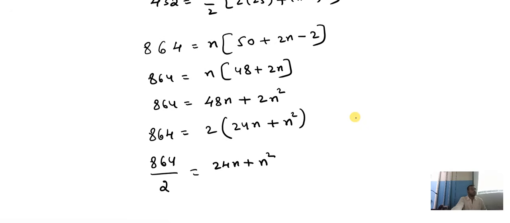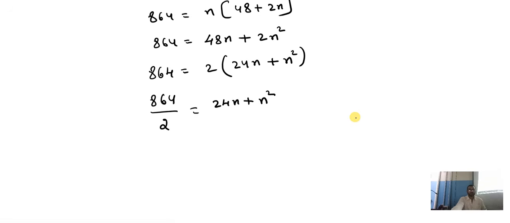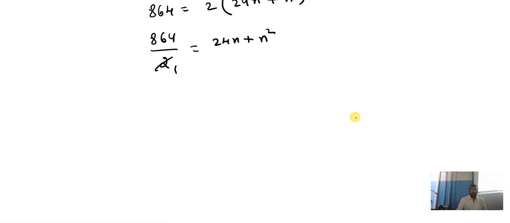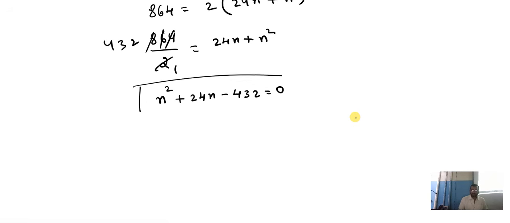Done? Yes. Now 2 ones are 2, 2 4s are 8, 2 3s are 6, 2 2s are 4. Correct? Now can we write in standard form? n square plus 24n plus 432 comes this side, minus 432 is equals to 0. We got the quadratic equation. Put it in the working column.